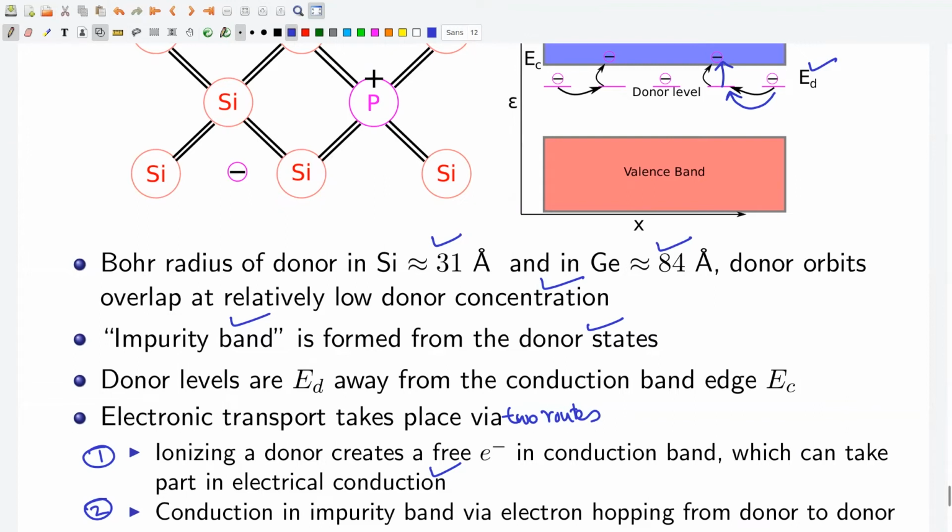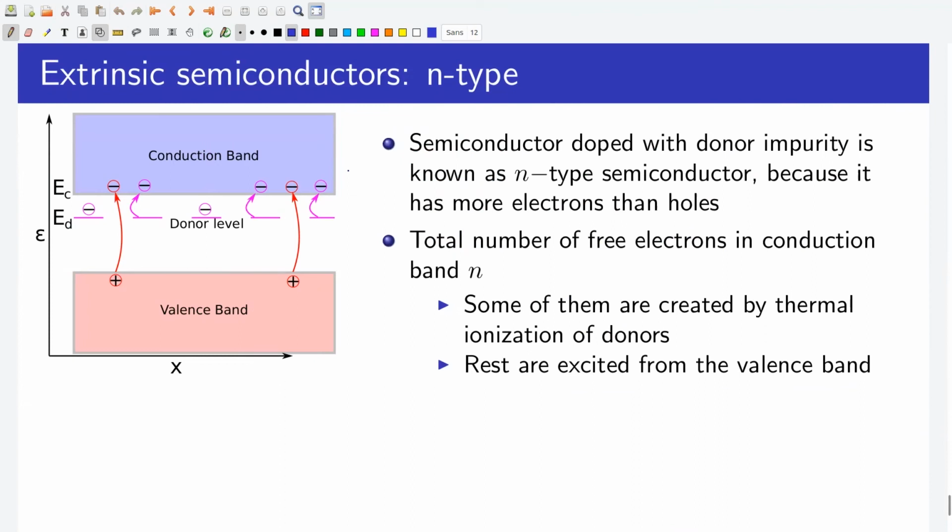Let us consider a semiconductor doped with donor impurity. For example, silicon doped with phosphorus.